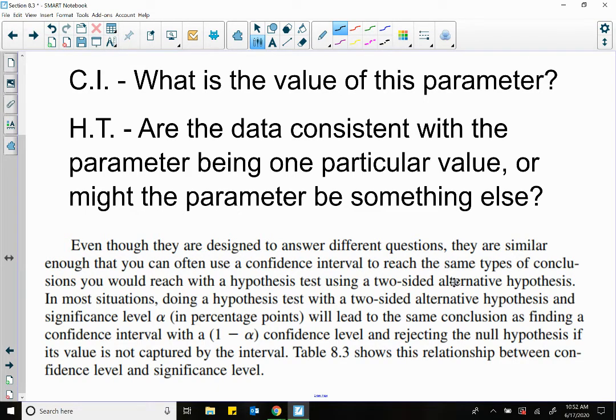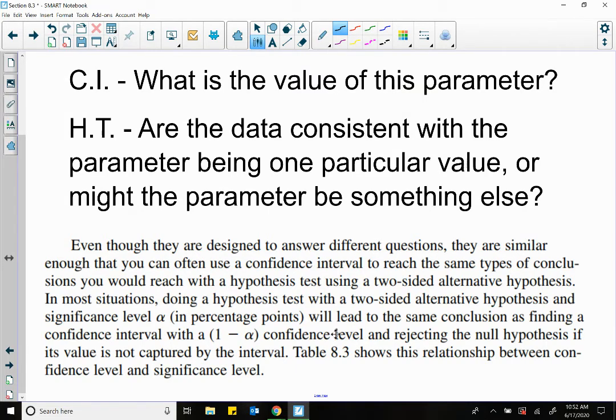It only works with the two-sided, just so you know. In most situations, doing a hypothesis test with a two-sided tail and a significance level will lead to the same conclusion as finding the confidence interval, which is one minus the significance. Think about this: our default is 0.05 as a significance level. If I take 1 minus that, I get 0.95.